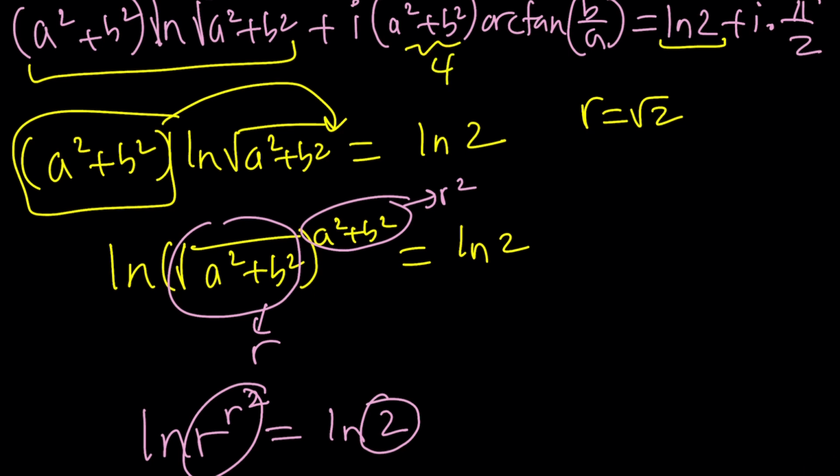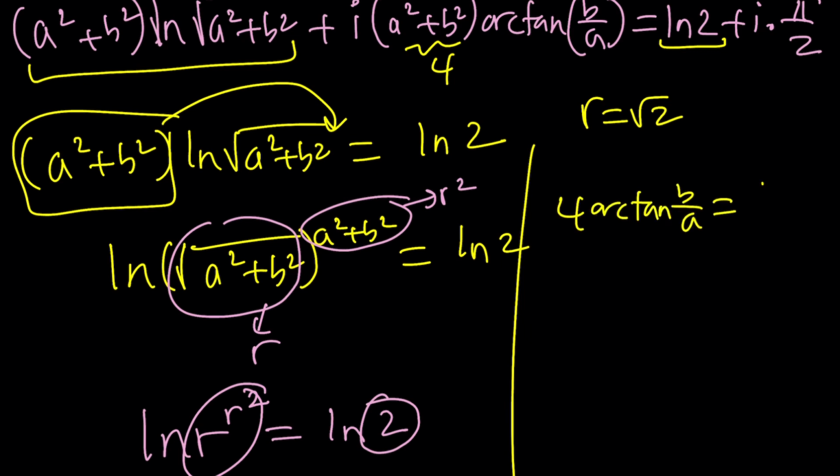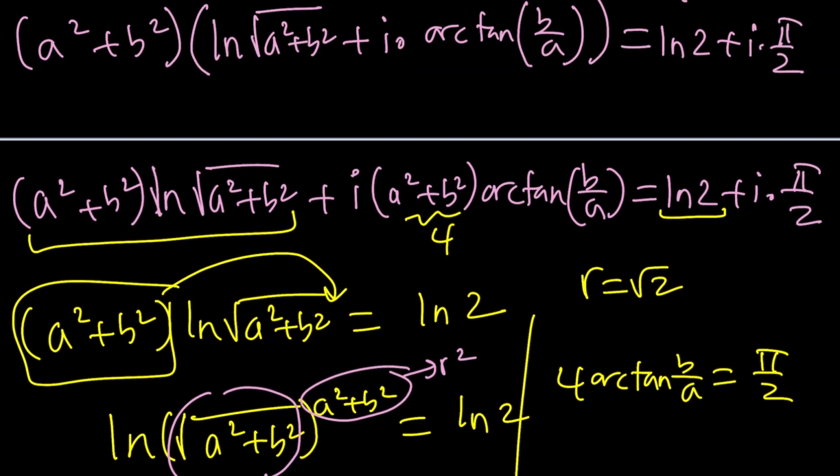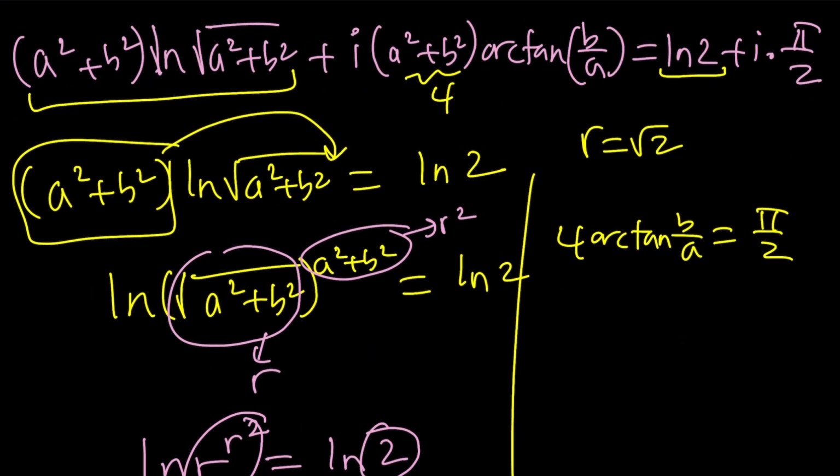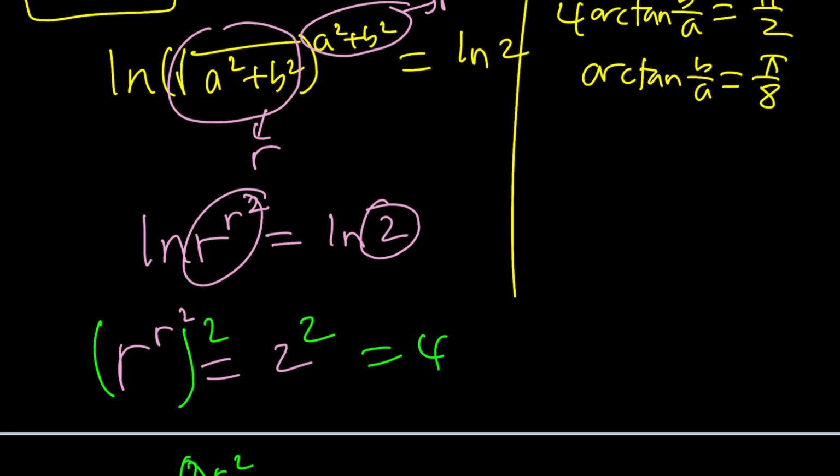And now I get another equation. Let me do it here. 4 arctangent b over a is pi over 2. Interesting. So from here, did I get that right? Hopefully. I don't know. Maybe I didn't. But something seems weird here. From here, we can get arctangent b over a is pi over 8. And from here, we can get tangent pi over 8 is b over a.